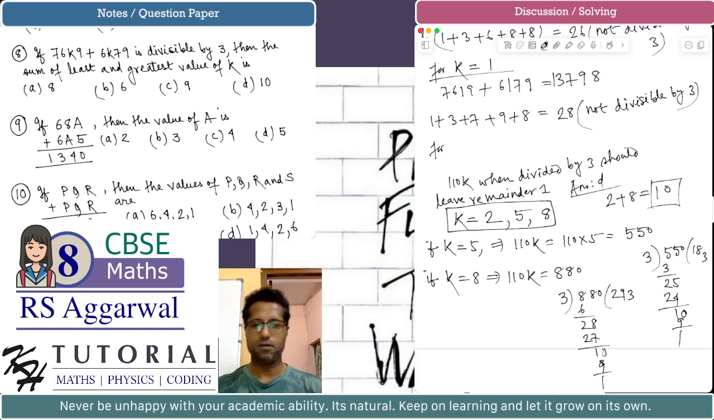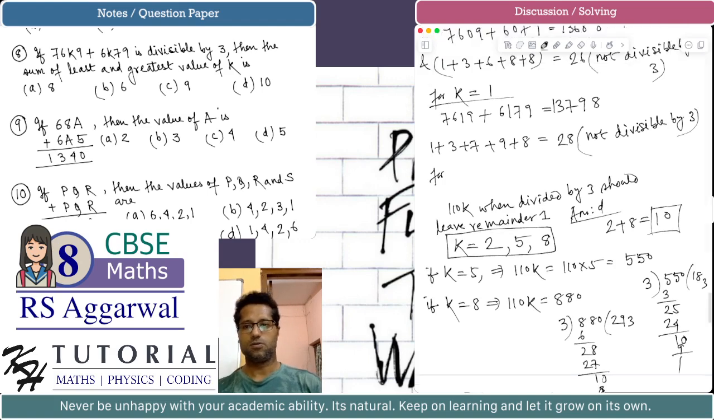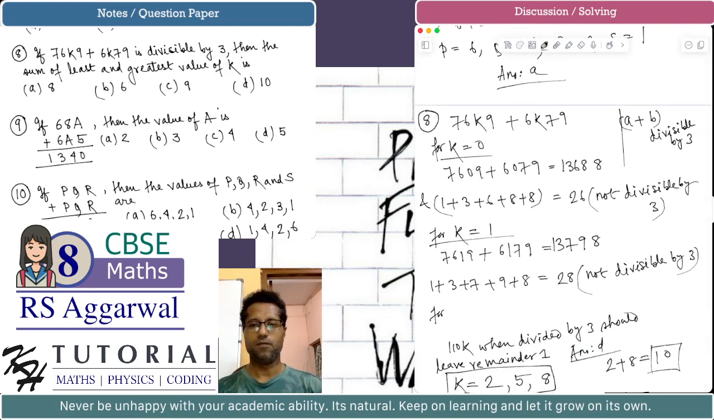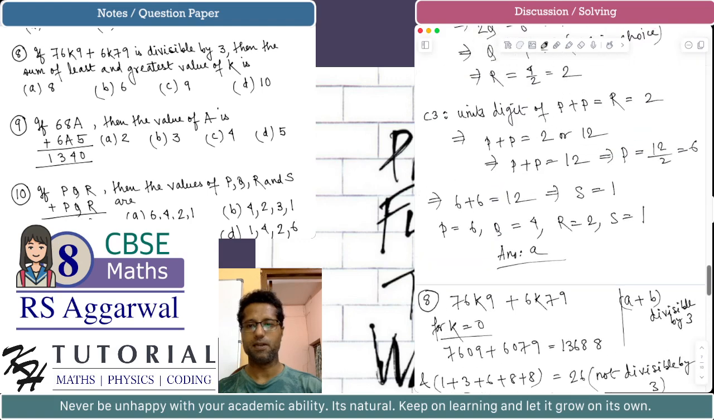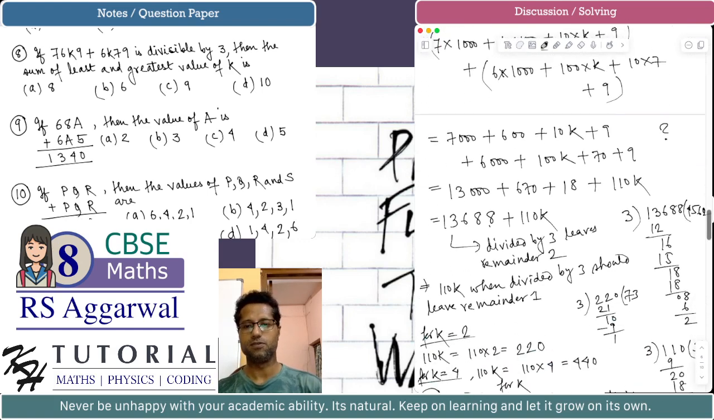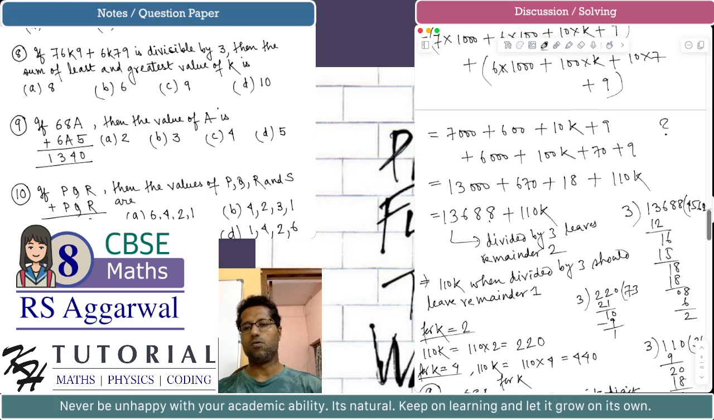So this was a bit of a tricky question. Given the sum of two numbers, we expanded them using the general form of numbers, and we got the sum of the two terms as 13688 plus 110k. Now the concept is that this number should be divisible by 3. The number 13688 when divided by 3 leaves a remainder of 2. So for the whole number, 13688 plus 110k, to be divisible by 3, 110k when divided by 3 should leave a remainder of 1. So that was the main concept.